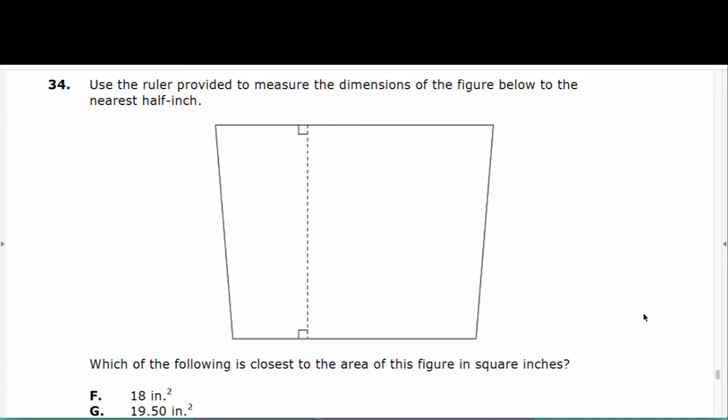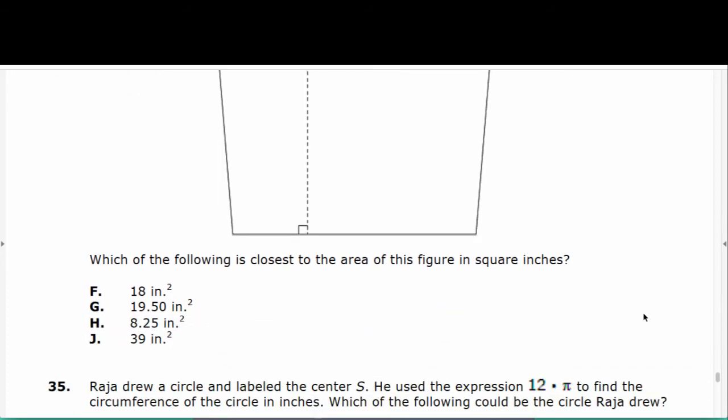Question 34. Use the ruler provided to measure the dimensions of the figure below to the nearest ½ inch. Which of the following is closest to the area of this figure in square inches? F. 18 inches squared. G. 19.50 inches squared. H. 8.25 inches squared. J. 39 inches squared.